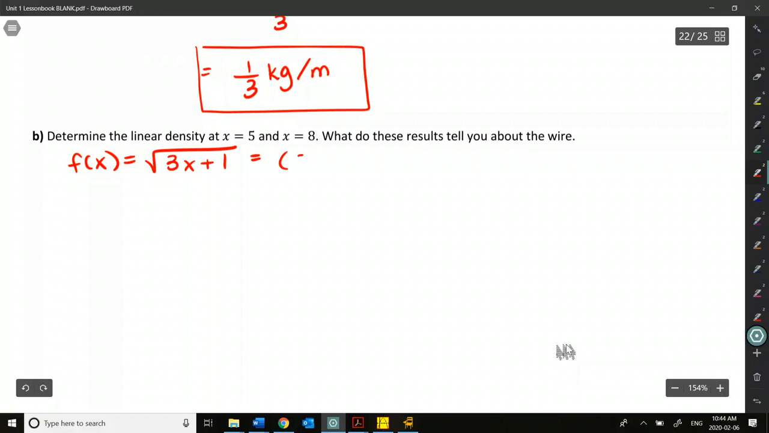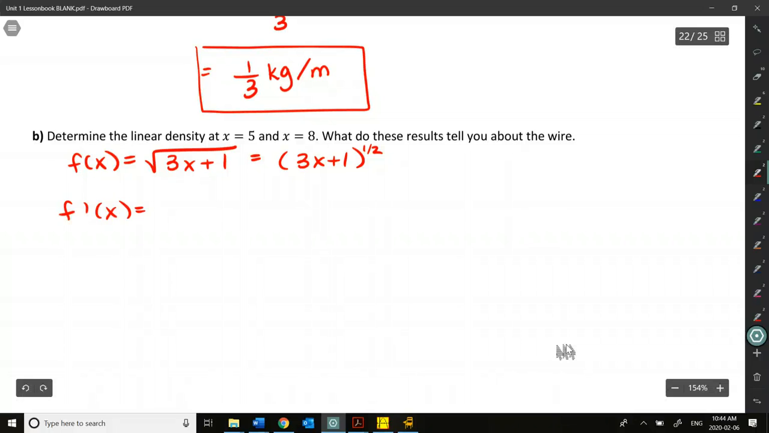Okay, if you want, you can write it just like this with an exponent of 1/2. And we're going to find the derivative, and then we can evaluate that at 5 meters and at 8 meters. So that will tell us approximately at that particular measurement on the wire what the linear density is at those exact points.